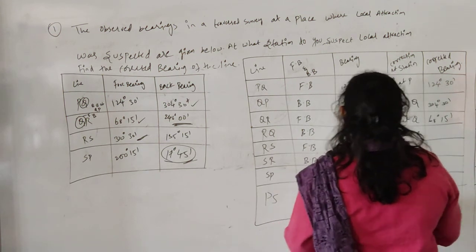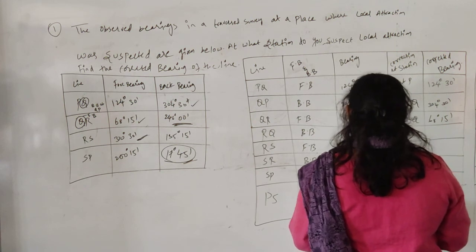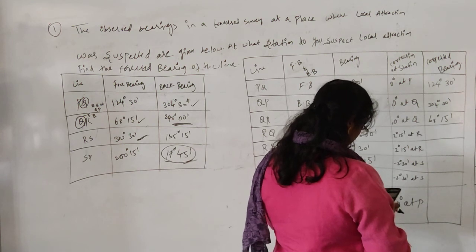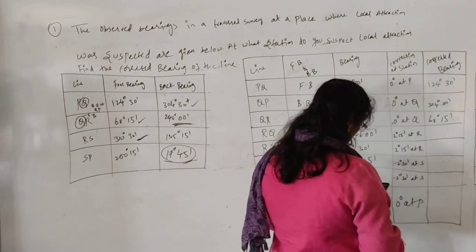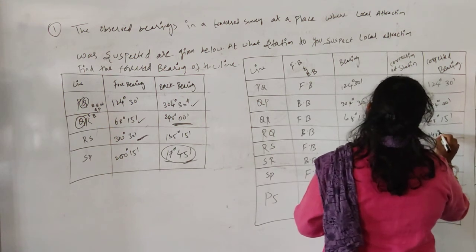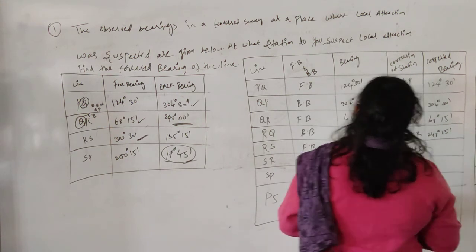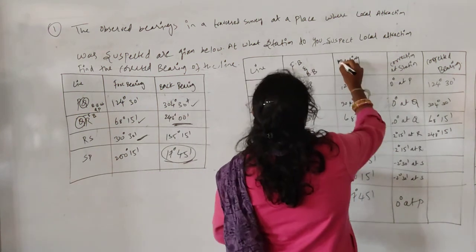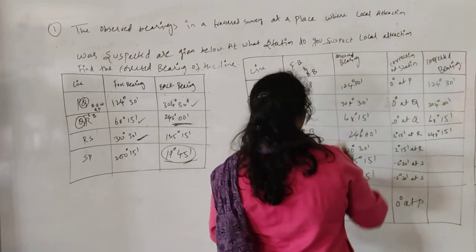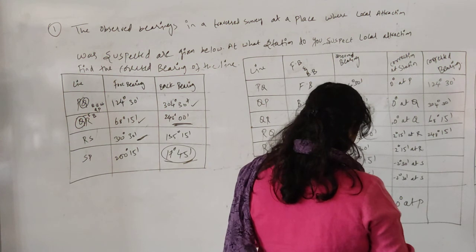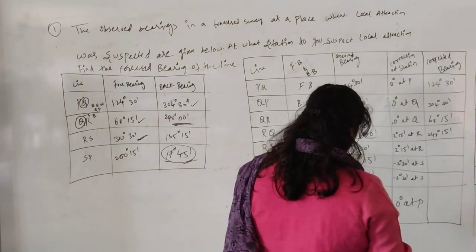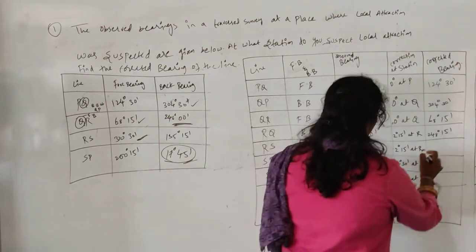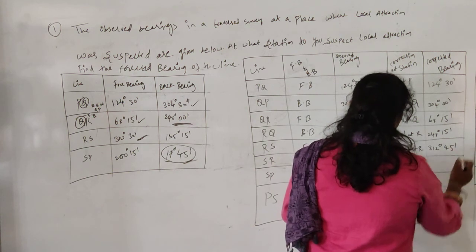Now tell me the value. 246 degrees plus 2 degrees 15 minutes will give you how much? 248 degrees 15 minutes. Right, we have already got these values. These are the observed bearings. Next, 310 degrees 30 minutes plus 2 degrees 15 minutes. What is the value here? 312 degrees 45 minutes is the value.